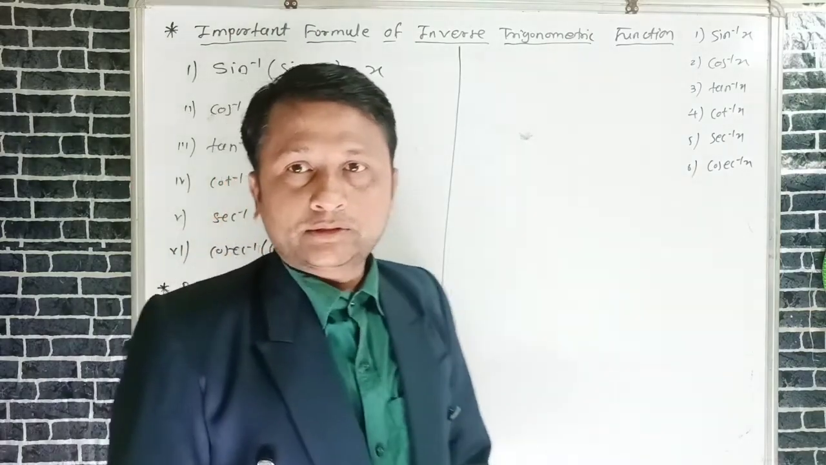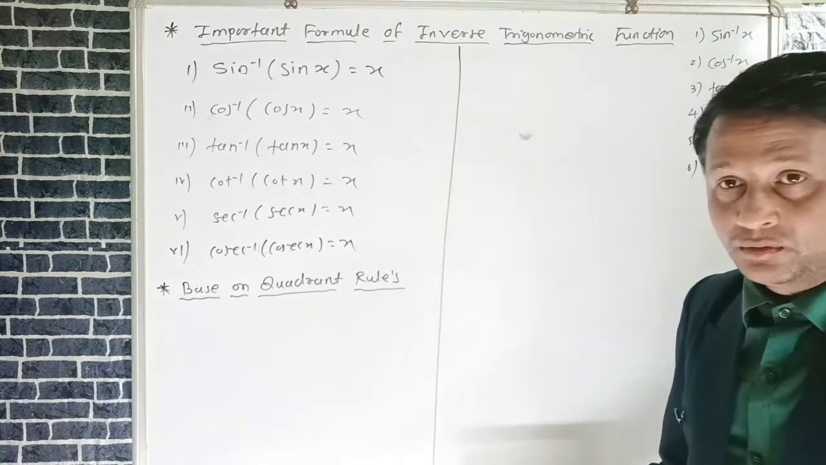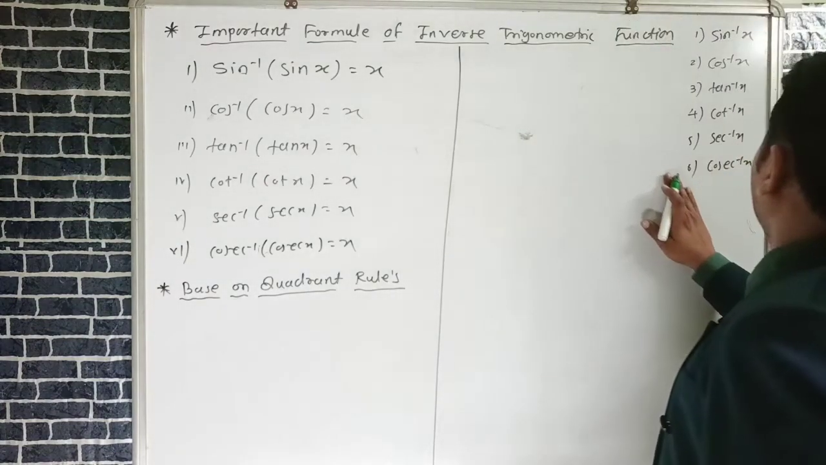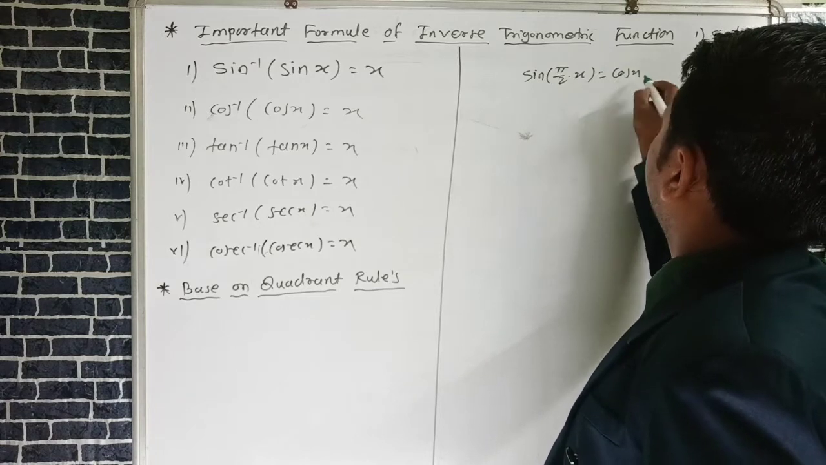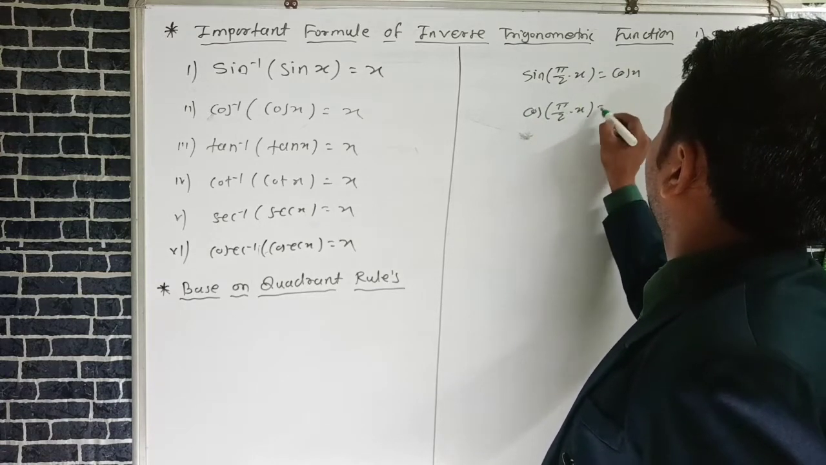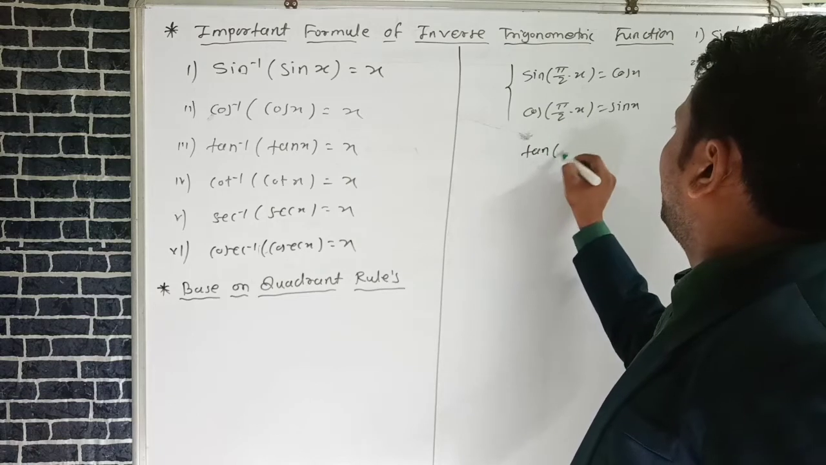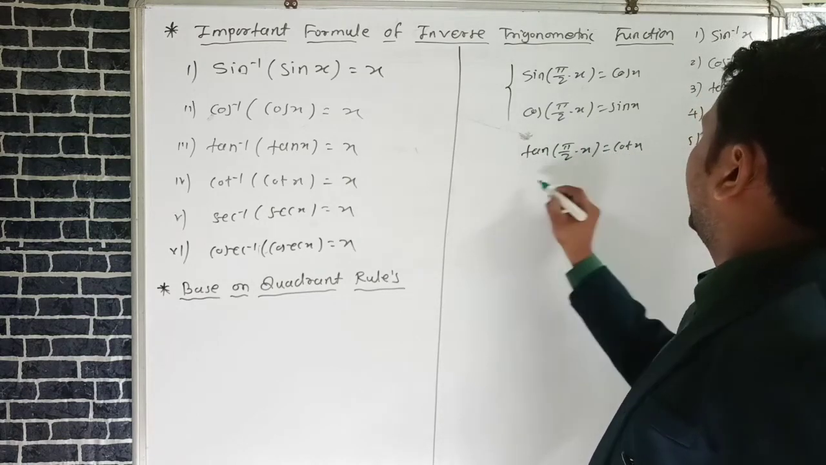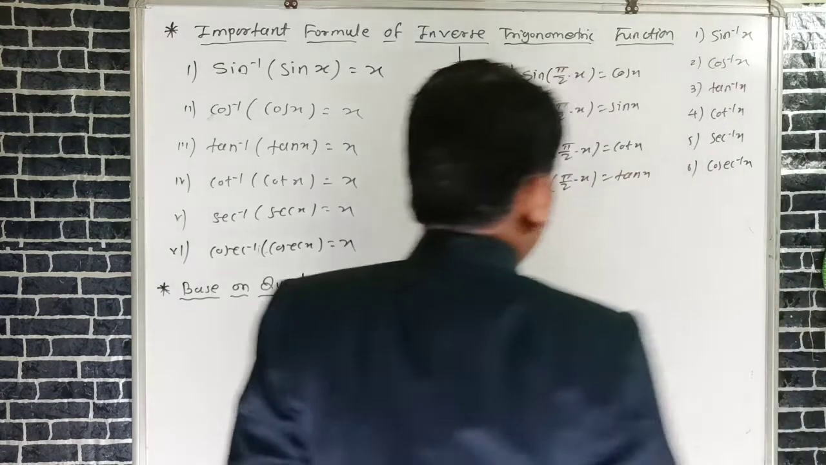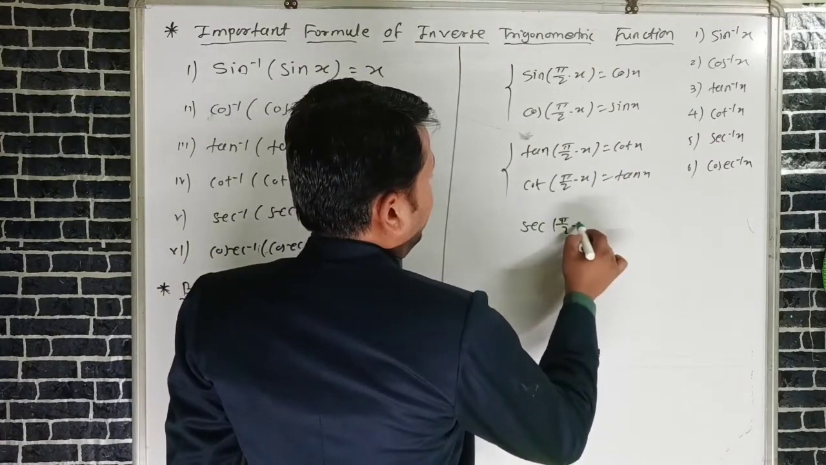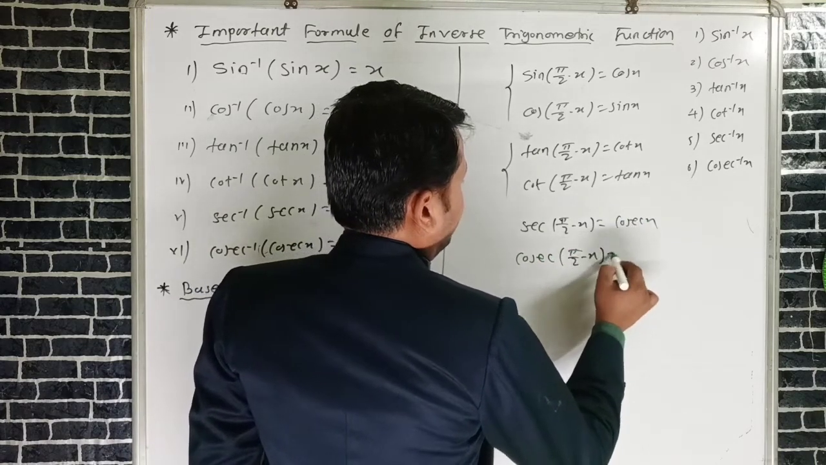Now we look at the sum rules of inverse trigonometric functions, which are based on the quadrant rule. We know that sine of pi by 2 minus x is equal to cos x, and cos of pi by 2 minus x is equal to sin x. Next, tan of pi by 2 minus x is cot x, and cot of pi by 2 minus x is equal to tan x. Similarly, sec of pi by 2 minus x is equal to cosec x, and cosec of pi by 2 minus x is equal to sec x.